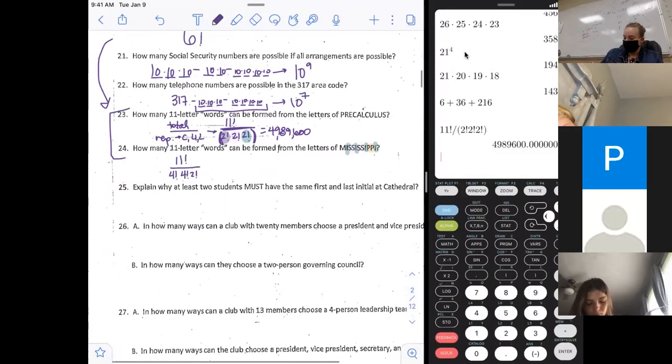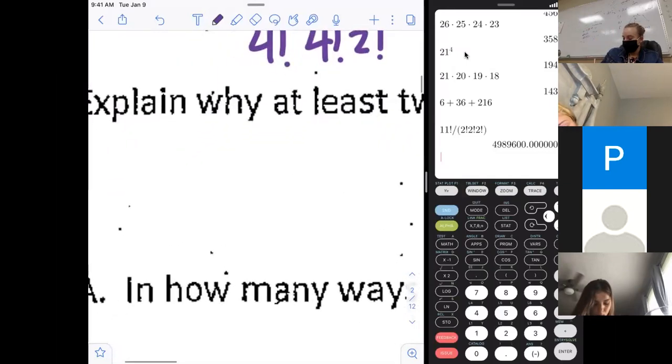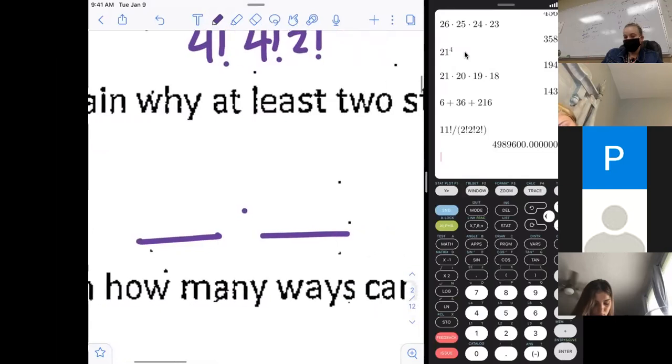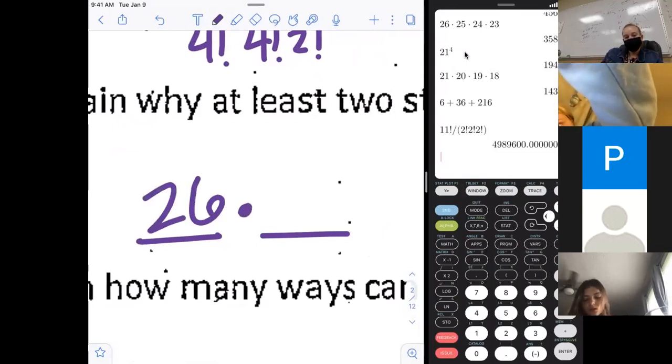Okay, the next one I think is kind of interesting and fun. It says, explain why at least 2 students must have the same first and last initial at Cathedral. Okay, let's think about initials. How many options do you have for your first initial? 26. How many options do you have for your second initial? 26, yep.